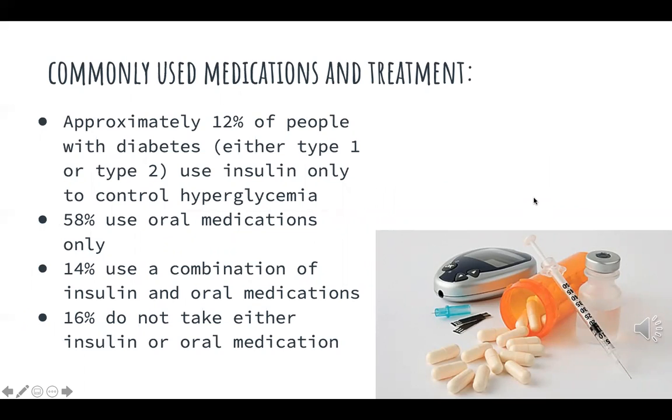Common treatment modalities, commonly used medications. Approximately 12% of people with diabetes, either type 1 or type 2, use insulin only to control hyperglycemia. 58% use oral medications only, 14% use a combination of insulin and oral medications, and 16% do not take either insulin or oral medication.